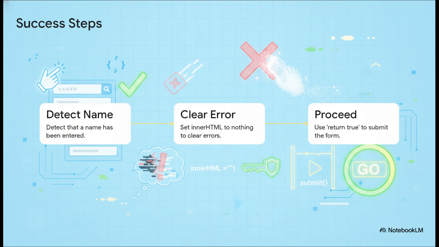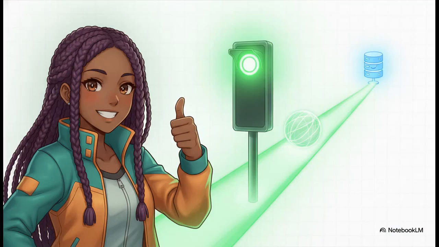And clearing previous errors from the screen is just as important for user experience as showing them in the first place. If they fix their mistake, that error needs to vanish. Step 3, we authorize the submission to proceed. And to authorize that submission, we use the command return true. As the coding instructor NetNinja perfectly translates it, returning true is basically giving the browser the green light, enthusiastically saying, yeah, everything's hunky-dory, go ahead and communicate with the server, submit this form.